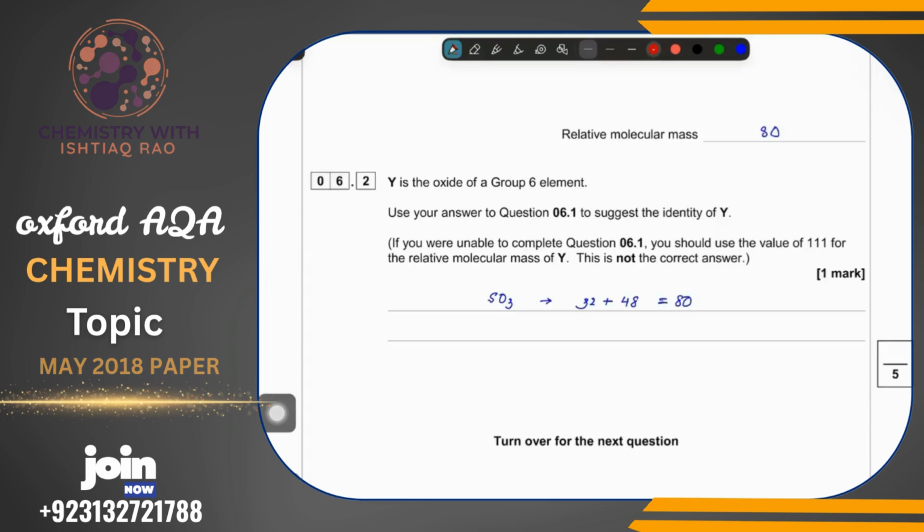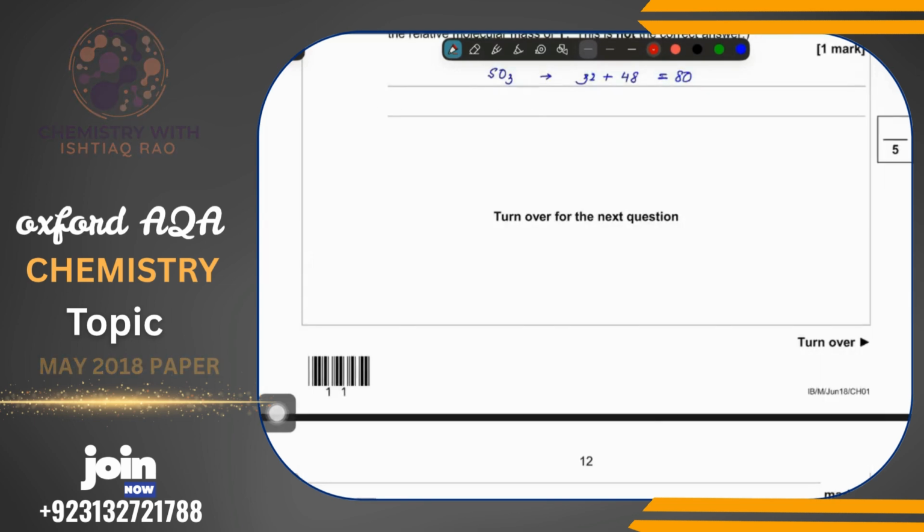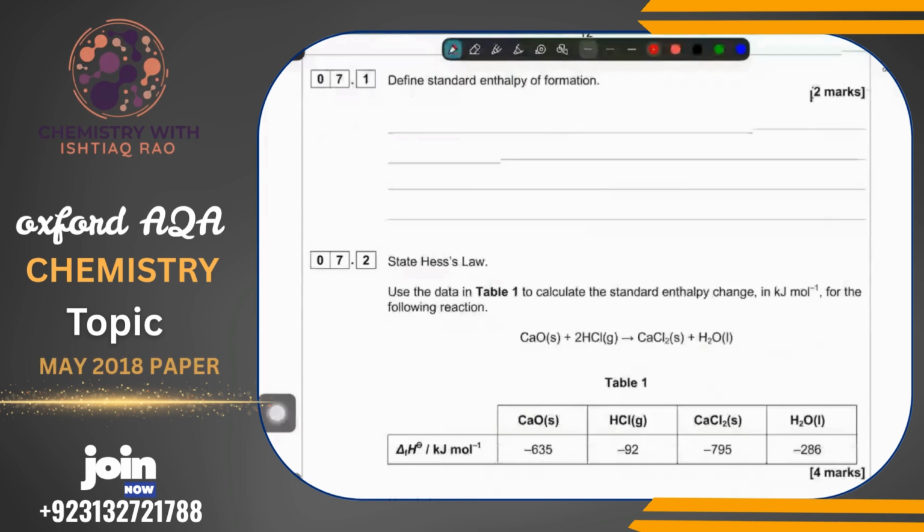Okay. Define standard enthalpy change of formation.